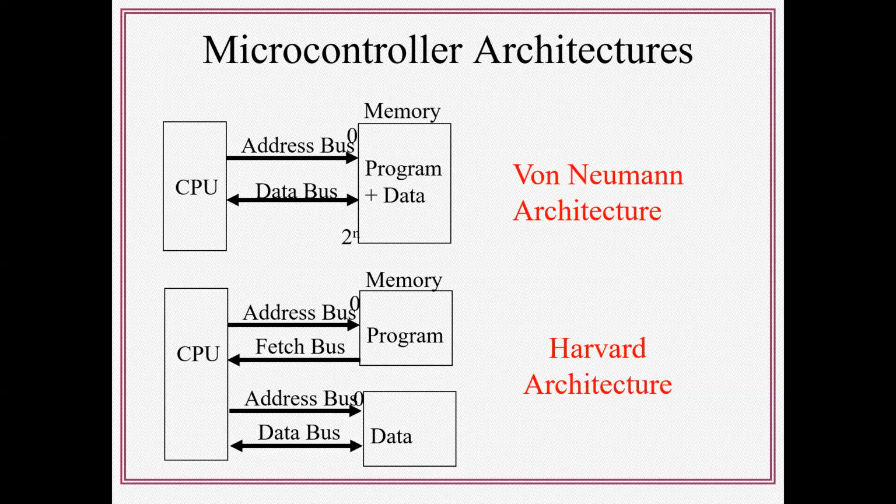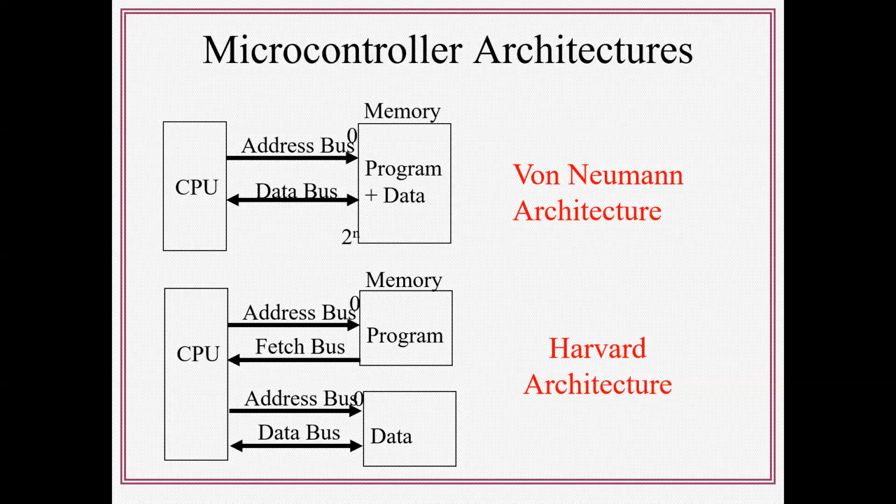One is called the von Neumann architecture, and the second one is called the Harvard architecture. In von Neumann architecture, we know that program memory is permanent, stored in ROM, and data memory is temporary, also known as RAM. The program memory (ROM) and data memory (RAM) both share common address and data buses. So the drawback here is that simultaneous access to program and data is not possible.